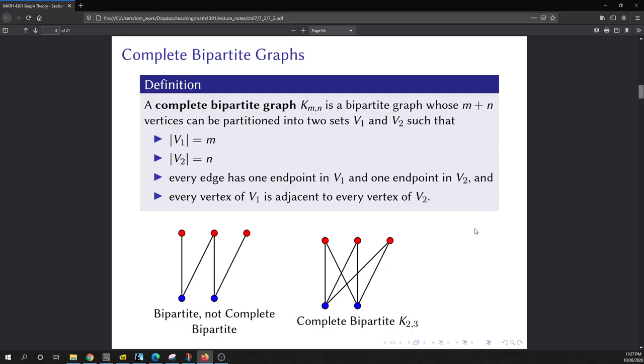The next definition that we have is about a complete bipartite graph. A complete bipartite graph, K sub m comma n, is a bipartite graph whose m plus n vertices can be partitioned into two sets, V1 and V2, with the cardinality of V1 being m and the cardinality of V2 being n. Every edge has one endpoint in V1 and one endpoint in V2, and every vertex of V1 is adjacent to every vertex of V2. And notice that implies vice versa as well. So here is an example of a graph that's bipartite, but not a complete bipartite. Here's a red vertex that's not adjacent to this blue vertex, so that fails to be a complete bipartite. Whereas this is a complete bipartite graph: every blue vertex is adjacent to every red vertex, and vice versa. So in a sense, this has all possible edges that you could have in there and still be bipartite.